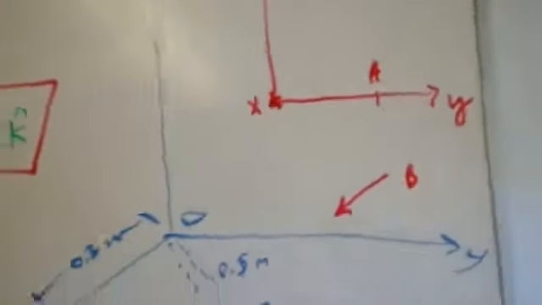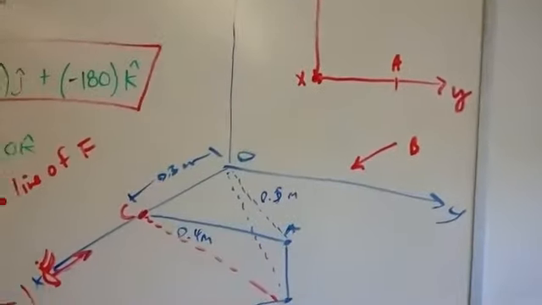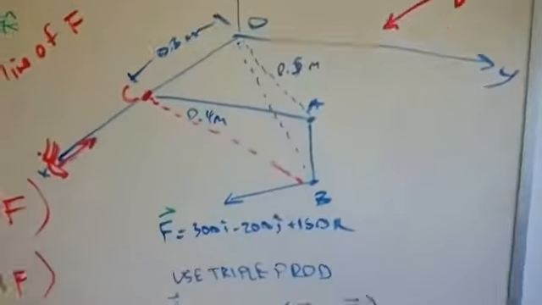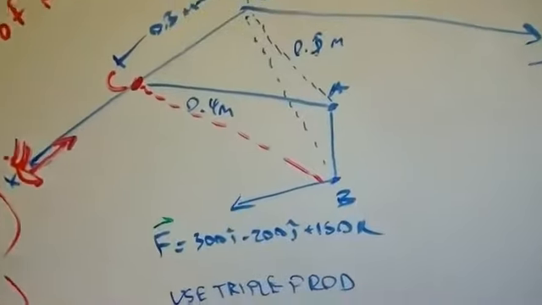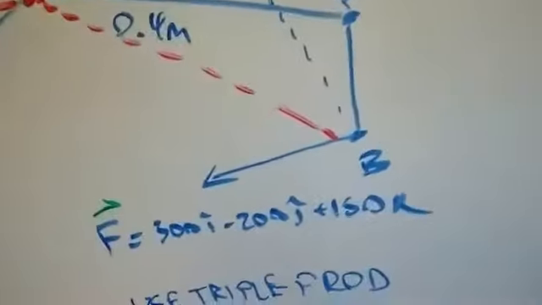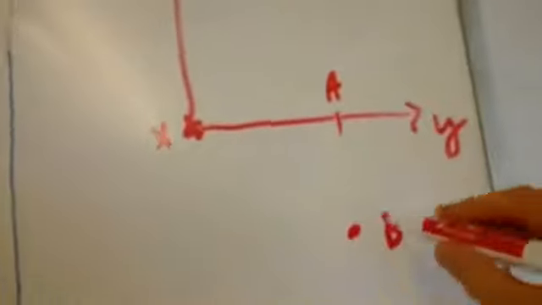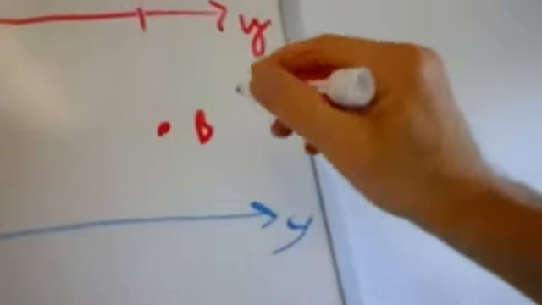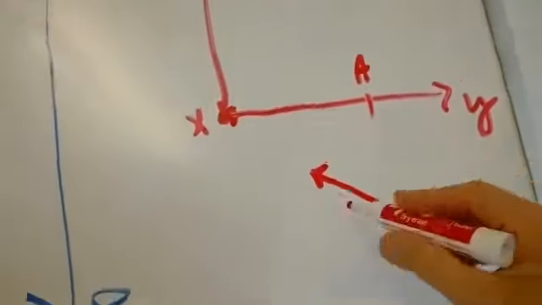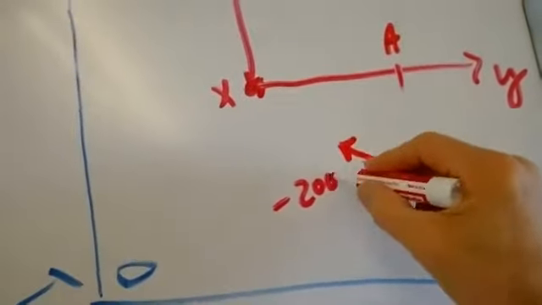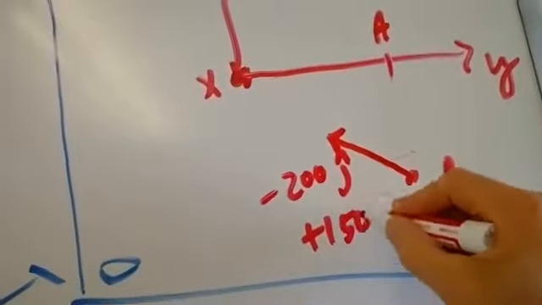You only see two components of F, right? Which two components of F do you see? J and K. Yeah, you only see the j and k components of F. And the k component is actually positive 150, so it's going up in z. It's kind of hard to tell from the drawing, right? So the force is going something like minus 200 j plus 150 k.